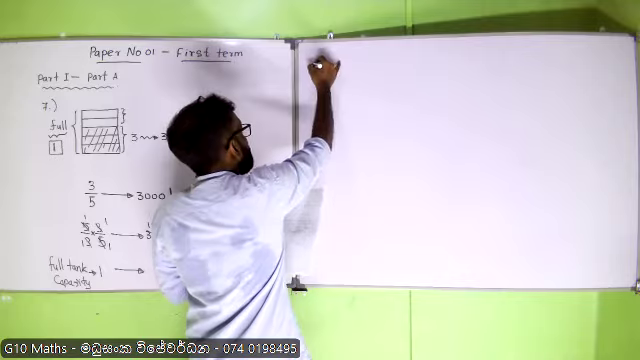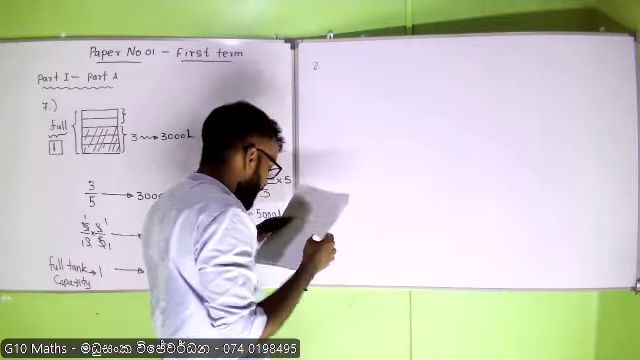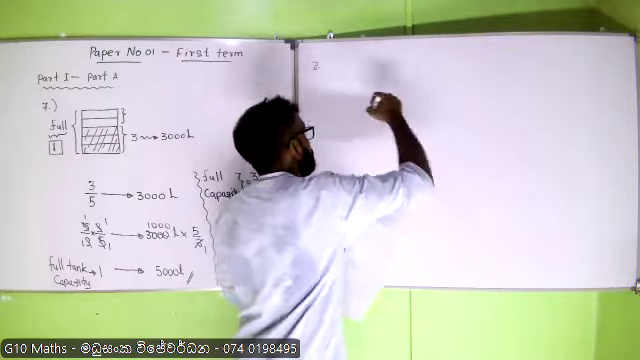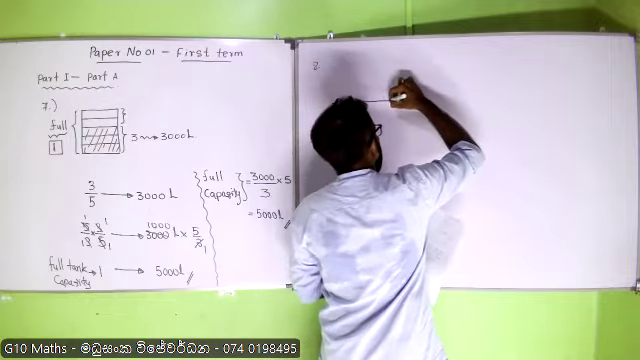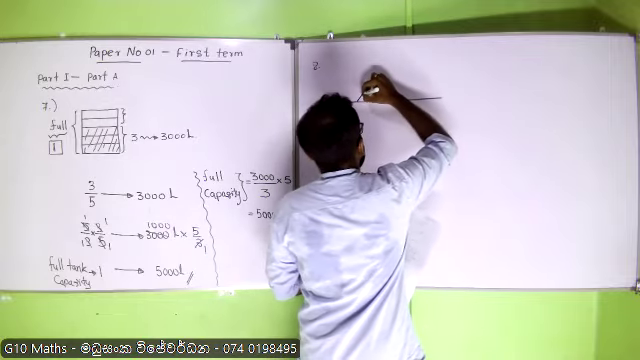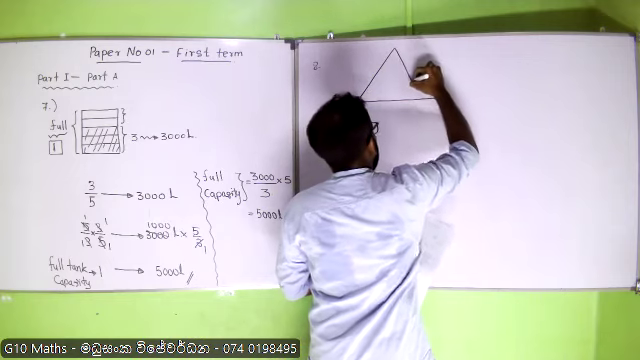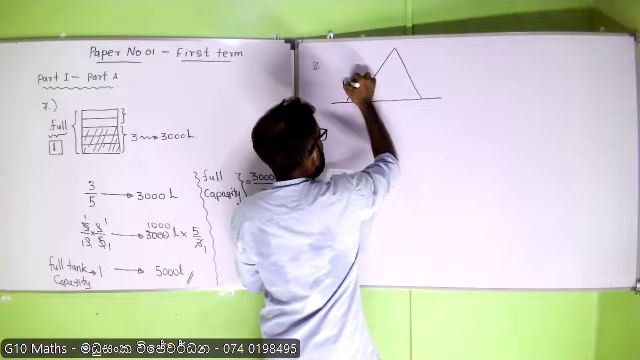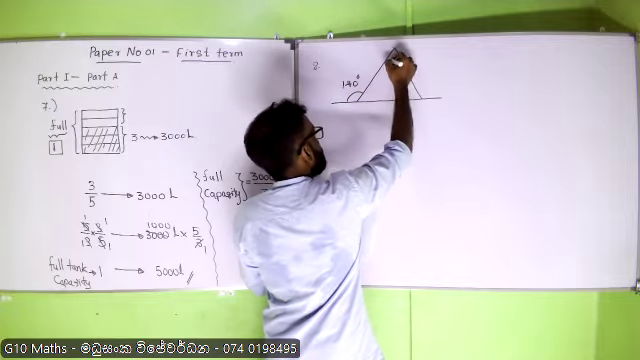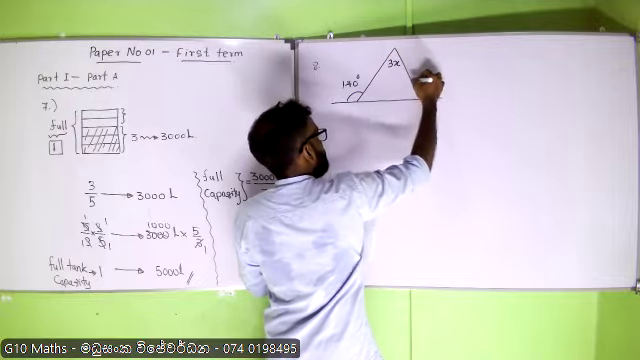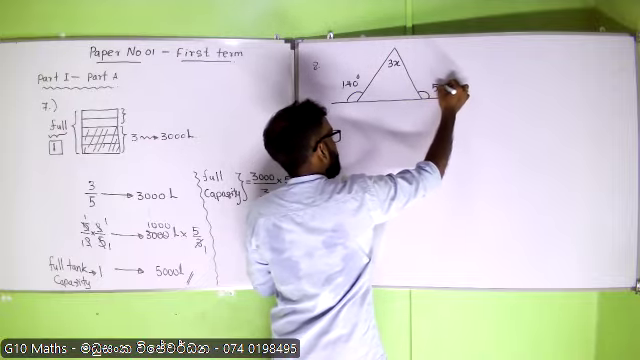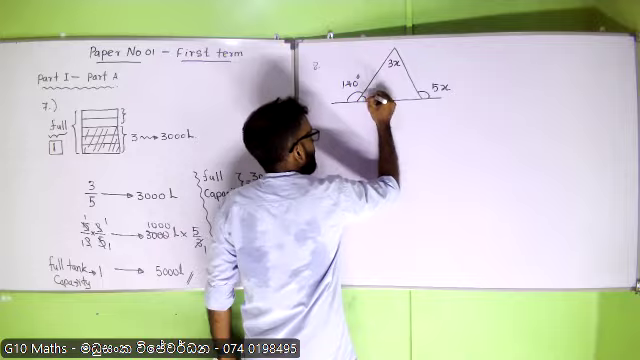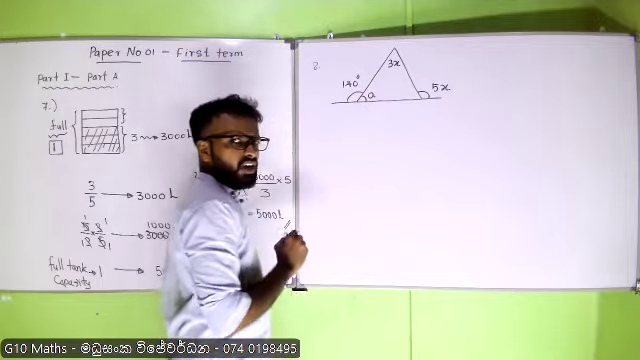8 now. Find the value of x in the figure according to the given data. This is 140 degrees. This is 3x and this is 5x. Make it easy. So I will take this as A.